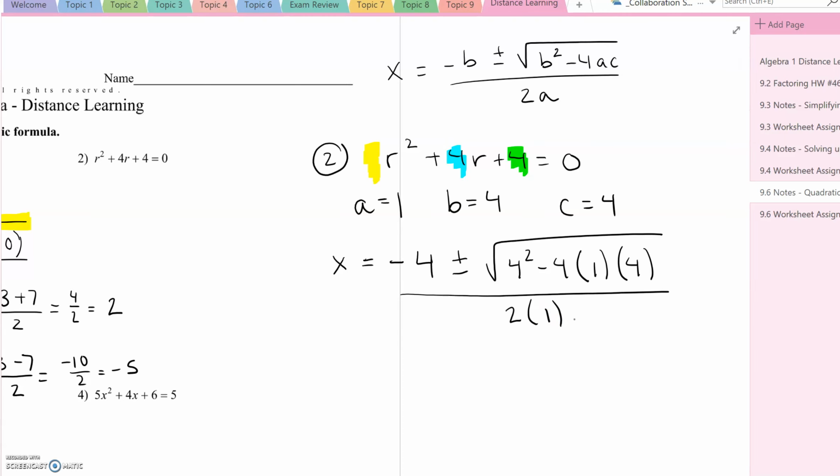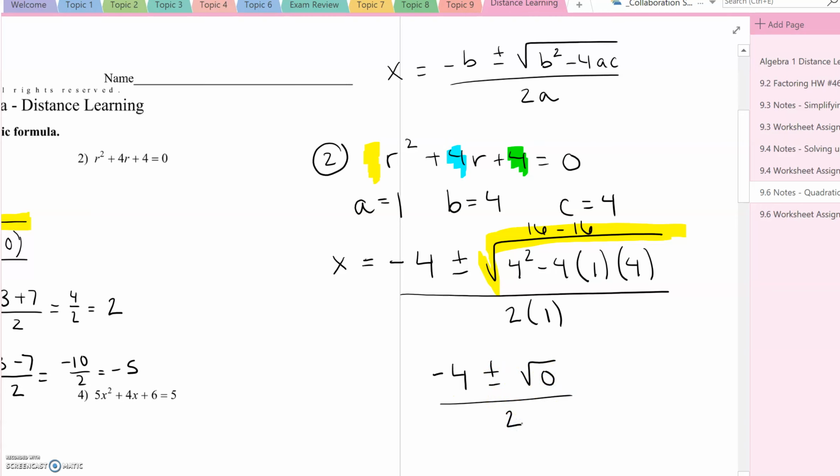Okay, some of us might want to type this into a calculator. I think I can probably simplify that square root without typing it into the calculator. So remember, order of operations, we simplify the square root first because that square root acts as an exponent. So 4 squared is 16 minus 4 times 1 is still 4, times 4 is 16. So we have 16 minus 16. So this is really -4 plus or minus the square root of 0 all over 2.